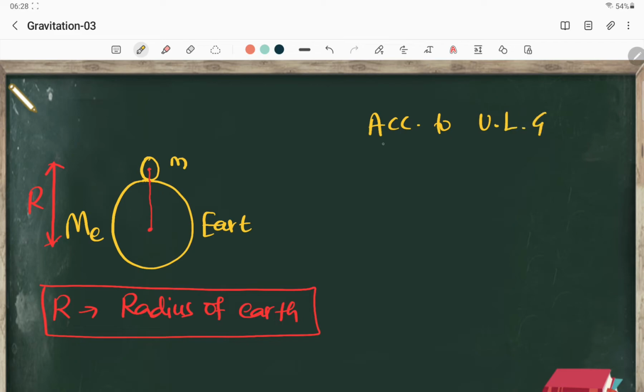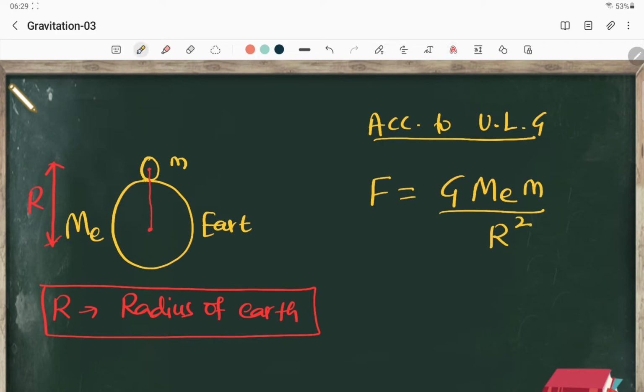According to the universal law of gravitation, what does the universal law of gravitation say? It says F is equal to G into the mass of the first body, that is Me, and the mass of the second body, that is m, divided by the distance between their centers, here to here. This distance is r, so we are going to keep it as r square.